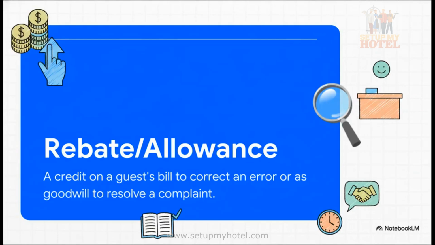Okay, first things first, let's get our language right. A rebate, which you'll also hear called an allowance, isn't just a simple refund. It's a very specific credit that we post directly to a guest's account. And it's for two main reasons: to fix a mistake or, and this is just as important, to smooth things over after a service issue.